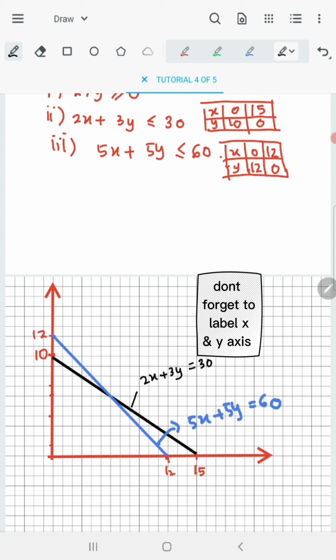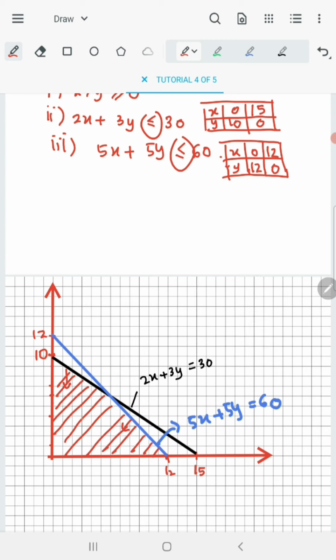Okay, now we need to find the feasible region. From the inequalities, we know that this is less than or equal to, so it means that it is down here. So for the feasible region, we need to shade the feasible region and label it as R. So this is the feasible region.